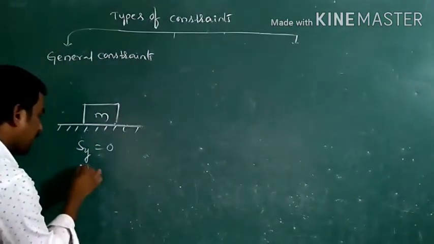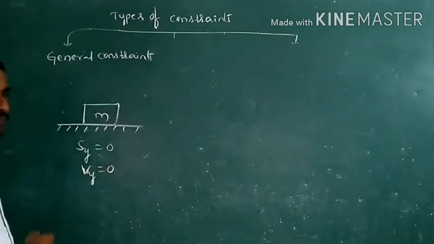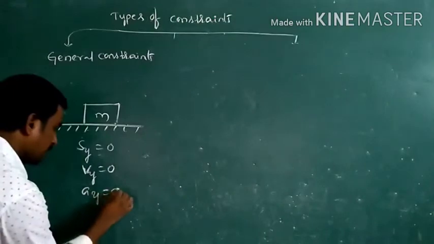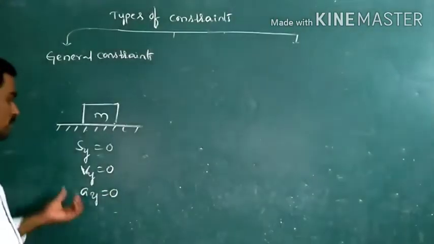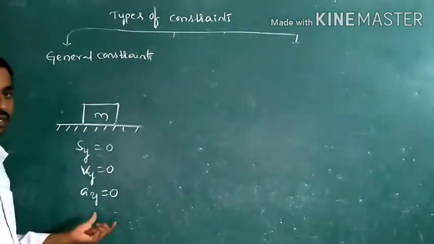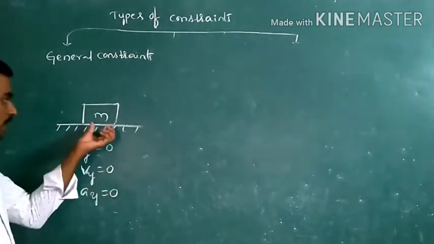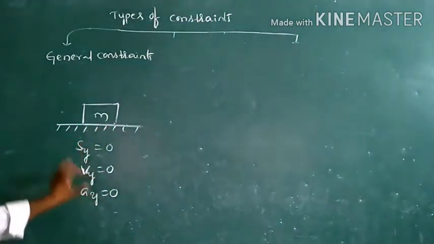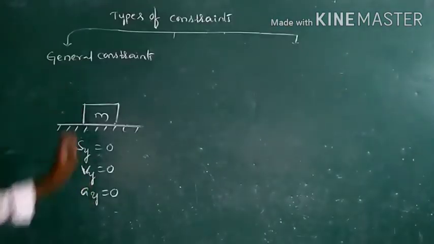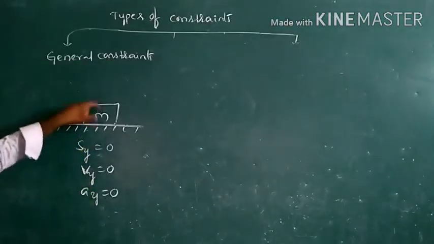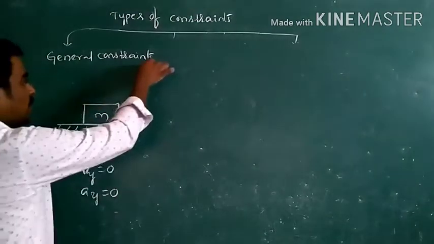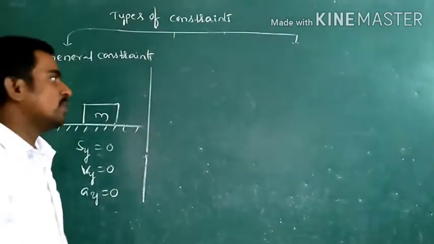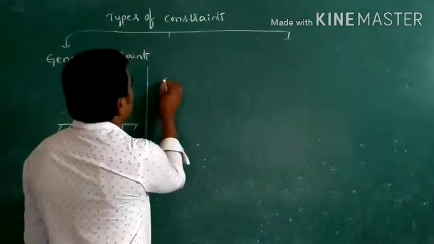Next one is velocity along the y direction, which is equal to 0. And acceleration along the y direction is equal to 0. So some of the kinematical quantities are restricted by this floor. In this condition we observe that the floor restricts the motion of this body. This is one example of general constraints. Okay, next one, let us see.